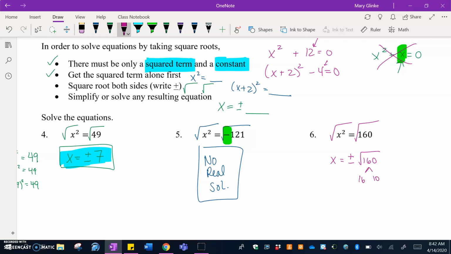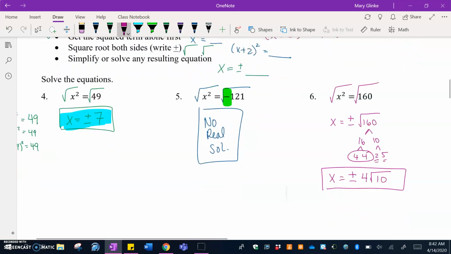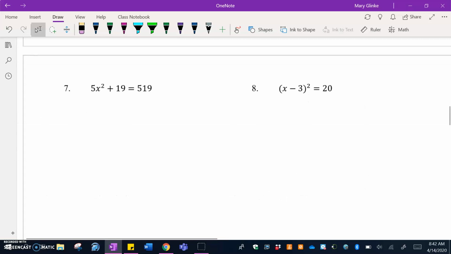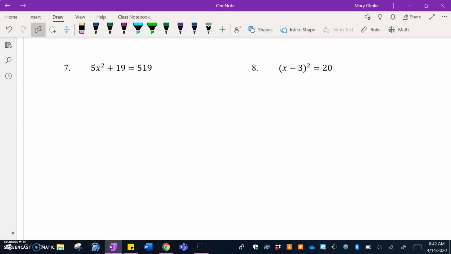I'm going to do 16 times 10 and continue to break those down. And I notice that there are a pair of 4's I can take out. So I'm going to leave the plus or minus out in front. Then I'm going to write the 4. And then 2 times 5 is left behind, so 10. So our answer for this is x equals positive and negative 4 root 10. So let's move on and try some now where the x squared is not by itself for number 7.